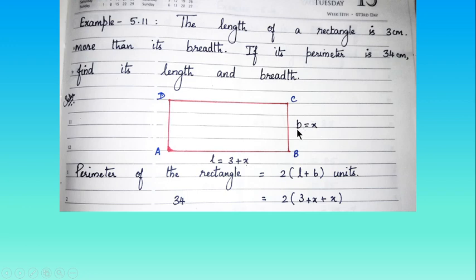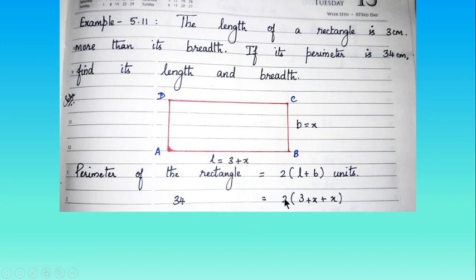So we are taking breadth is equal to x, and what happens to its length? It is given as length of a rectangle is 3 centimeter more than. More than means we have to use the arithmetic operation called plus. So we are using plus here. 3 plus x, because more than its breadth, right? Already we have assigned the breadth as x. That's why we have written L is equal to 3 plus x.